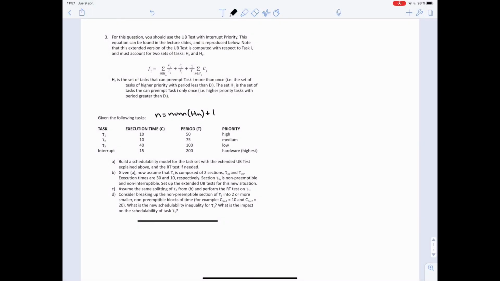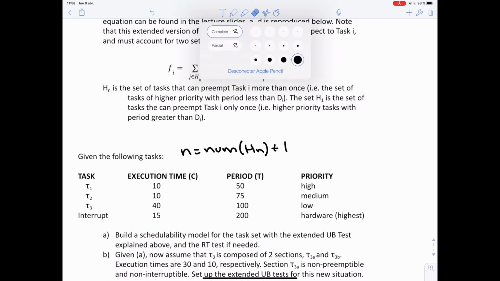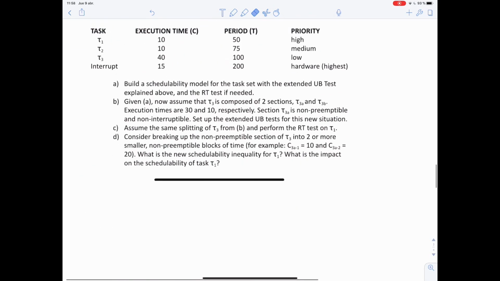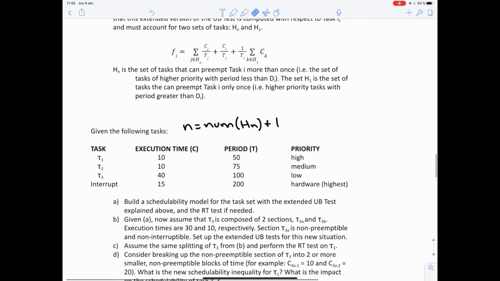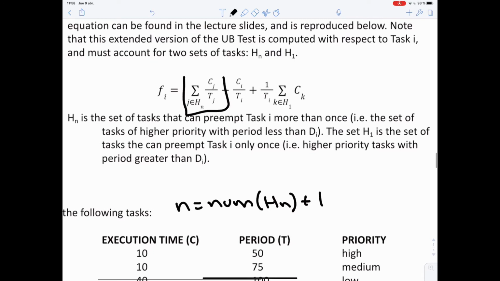So for question 3, we're asked to build a schedulability model for this task set here with the extended UB test explained above and the RTOS test if necessary. So I'm just going to explain what this test does. This is a replacement for the UB test, since we now have tasks that are preemptible and that also can be non-interruptible. So we have basically 3 parts here.